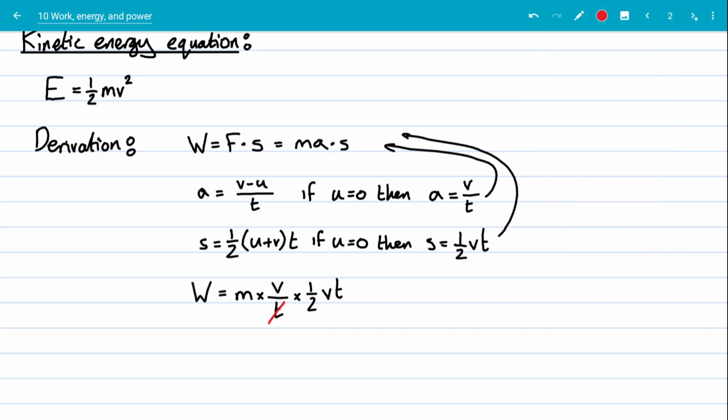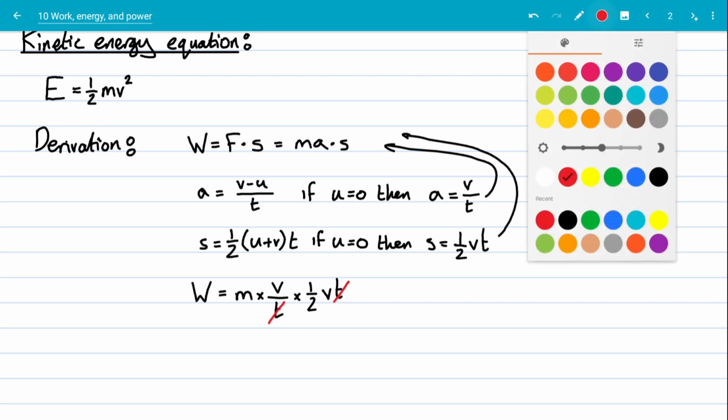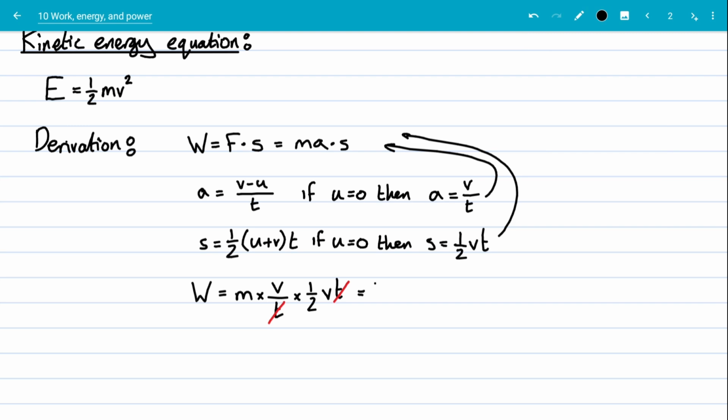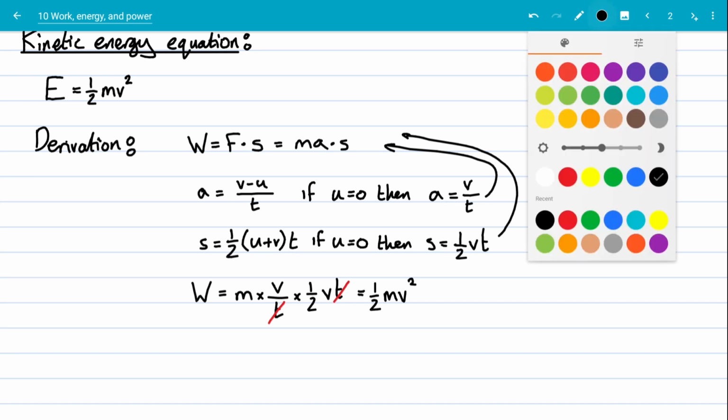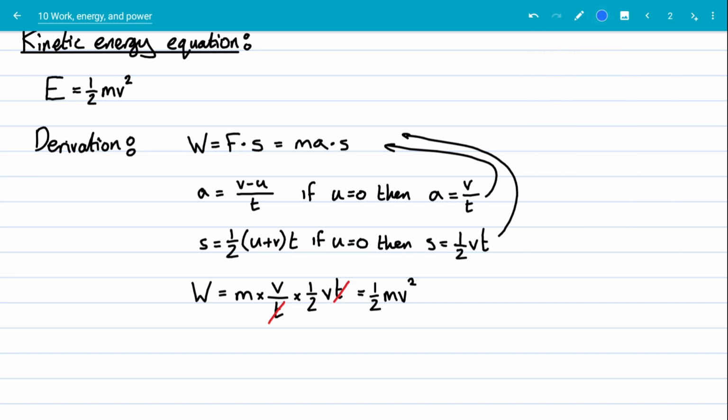The t's will cancel. We've got 2 v's there. So that's just 1/2 times mass times v squared. But that derivation has some limitations. Because it used Suvat equations, it only works for constant acceleration, which is not true for the kinetic energy equation.